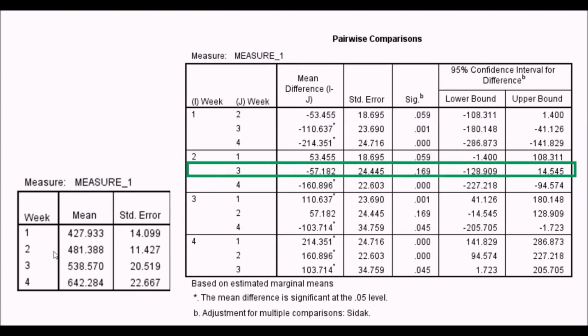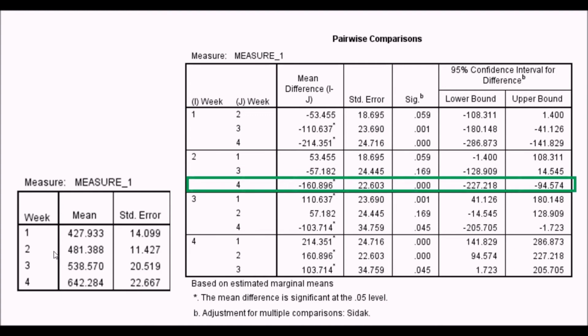Now, what we'll do is go to this next block of data and look at this row. This is now the comparison between week 2 and week 3. So if you read across the line, you can see that the p-value again was not significant because it was 0.169. So the increase that we saw between weeks 2 and 3 is not significant in this case. But if you wanted to compare week 2 with week 4, then this is significant. So week 4 generated higher mean sales than week 2.